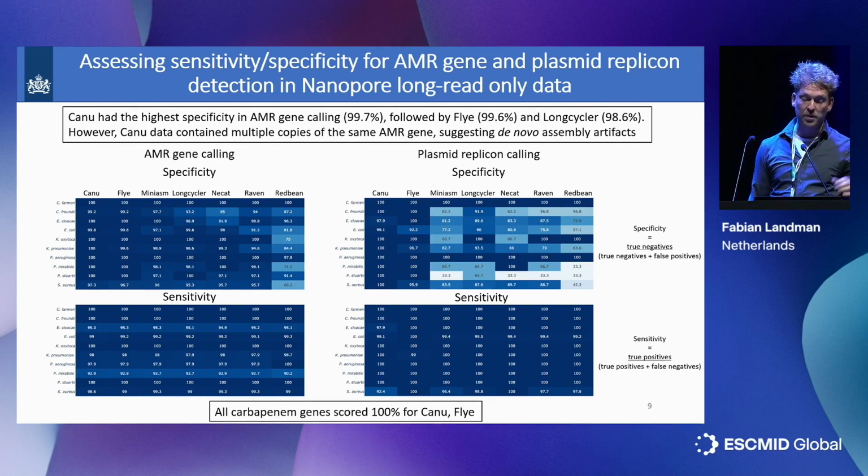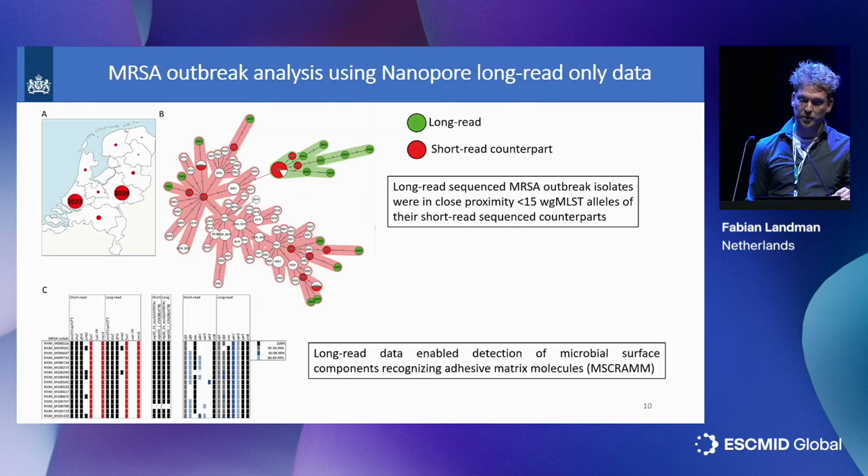It was a lot lower for Miniasm and Long Cycler than we would have expected based on the previous slide. However, all complement genes scored 100% for Canoe and Fly. So based on these results, we think Fly was better for the sensitivity and specificity in the gene calling.